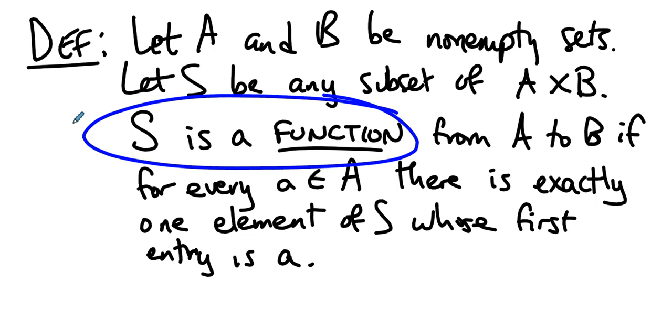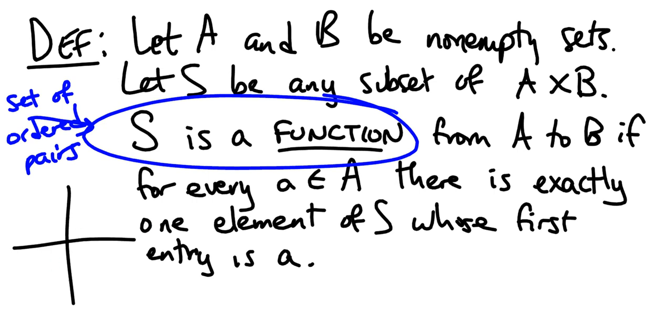S is a function. S is a set of ordered pairs. A function is not a rule. A function is not a table. A function is a set of ordered pairs. Even when we graph something like this, the function is the set of ordered pairs. A function is always a set of ordered pairs.